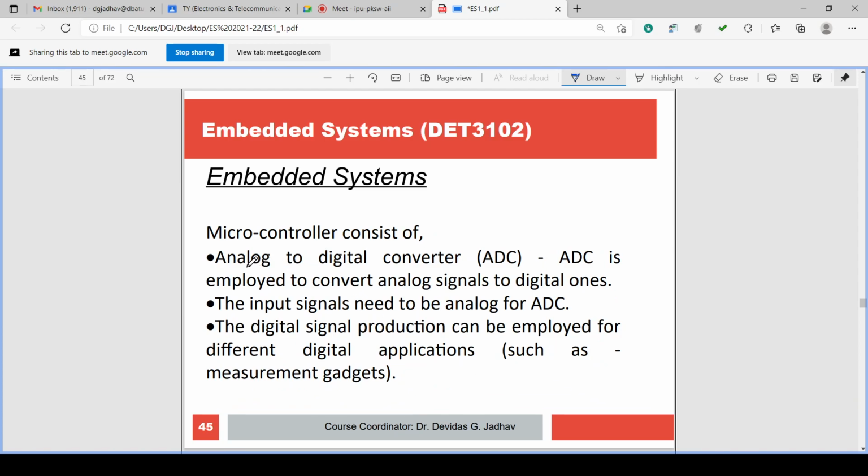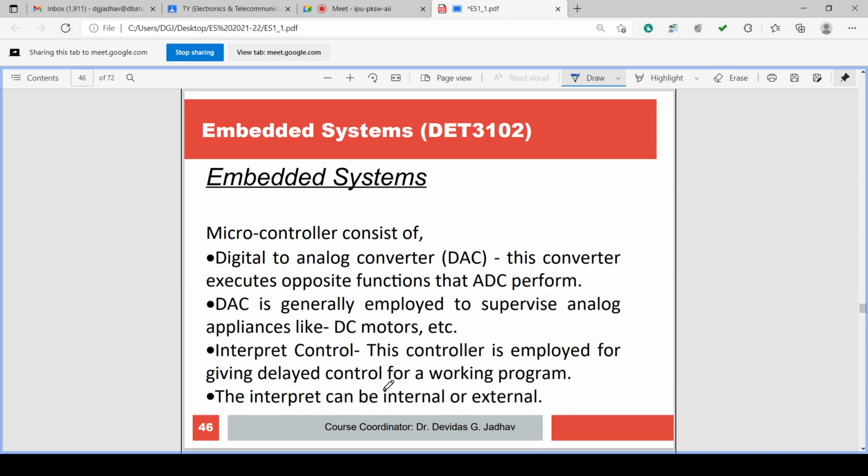The microcontroller consists of an analog to digital converter, ADC. The ADC is employed to convert analog signals to digital signals. Why? Because the microcontroller understands digital, and the external circuit may give analog, like some sensors, where an analog signal is generated. Then to convey the information of the external circuit to the microcontroller, we have to convert the external circuit's analog voltage into digital voltage. So there must be an analog to digital converter. So the input signal needs to be analog for the ADC. Digital signal production can be employed for different digital applications such as measurement gadgets.